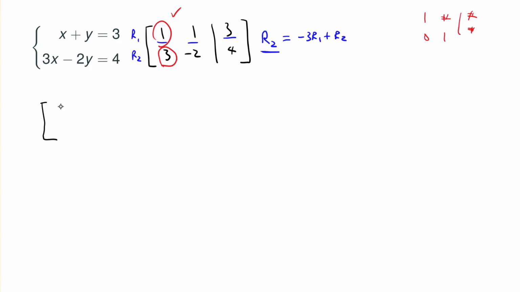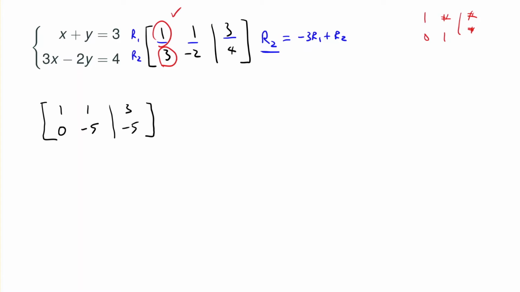So row 1 doesn't change, so we can just copy it. So row 2, I'm going to multiply -3 here and add to 3, which I get 0, which is what we wanted. I multiply -3 here, which gives me -3. -3 plus -2 gives me -5. Again, I multiply -3, that's what we're doing here, and multiply -3 here. -3 times 3 gives us -9. -9 plus 4 gives us -5.